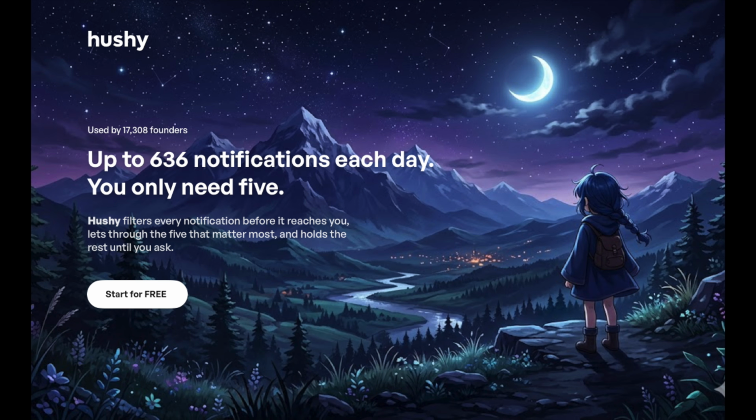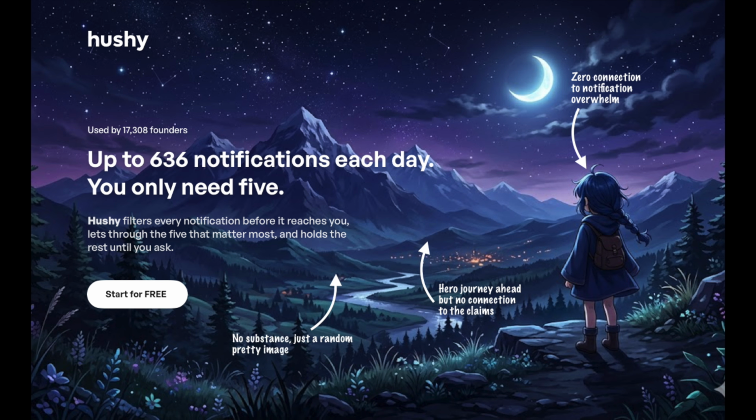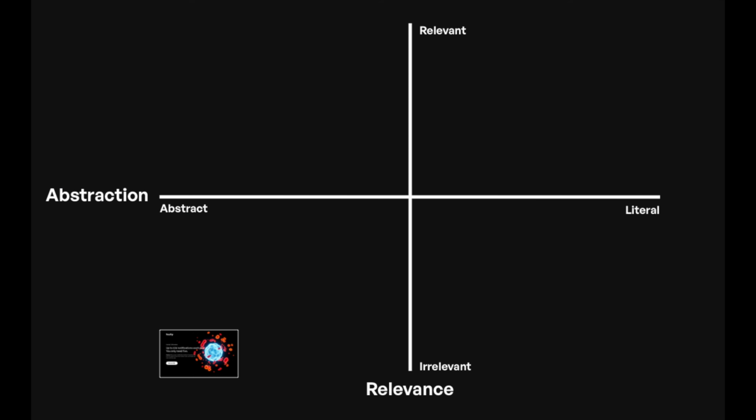Okay, now let's tackle this one. Once again, the character in this case has zero connection to being overwhelmed by notifications. It's just a person standing there. The image outlines a destination like a hero journey, but it has absolutely no meaning to notifications and filtering. So once again, there is no substance and no connection. Just a random pretty image that's supposed to take the attention away, but it doesn't connect in any way. It doesn't strengthen the message. So on our plot, it will be right around here. It's still completely irrelevant, but this time it's not abstract. It is a literal image of something. That something just doesn't have any meaning connected to the claim.